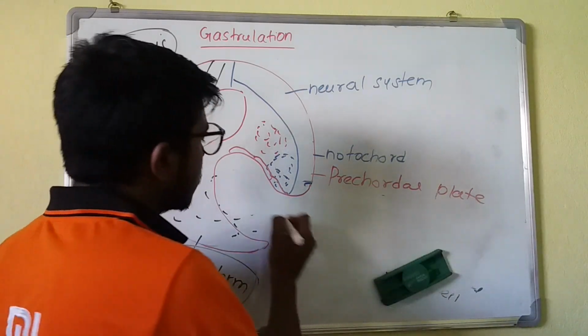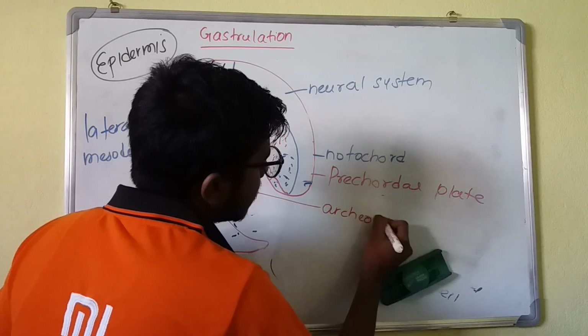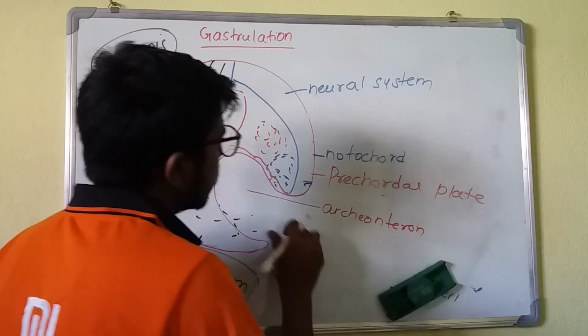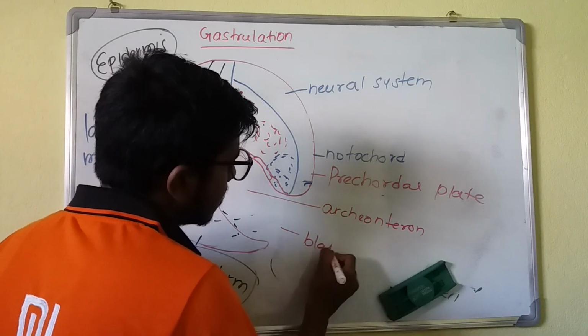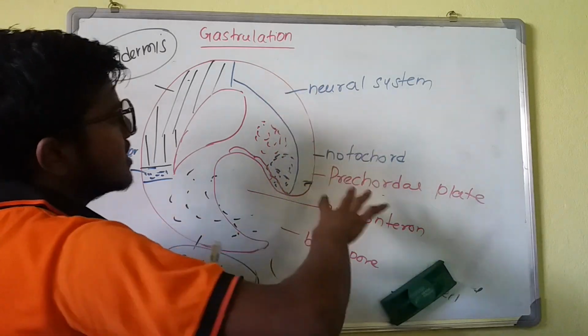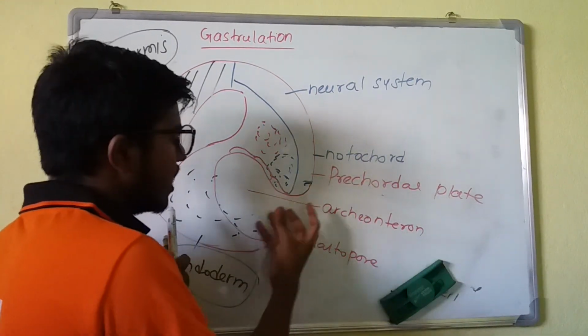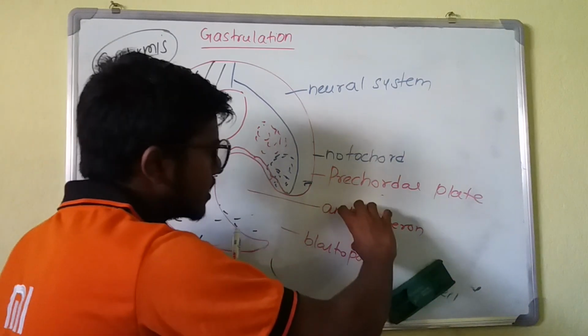So this cavity is known as the archenteron. Whereas this part that is communicating is known as the blastopore. So what we can see, two processes are occurring. The invagination process means the deepening to form a new cavity, that is the archenteron.